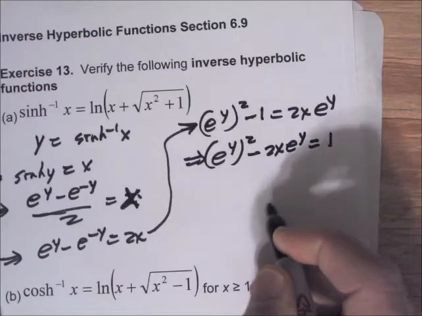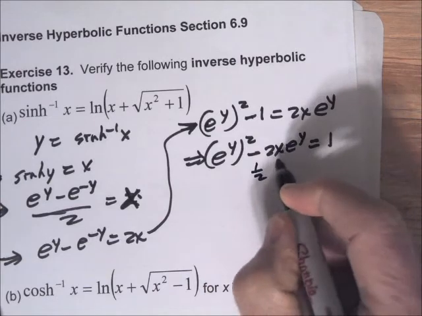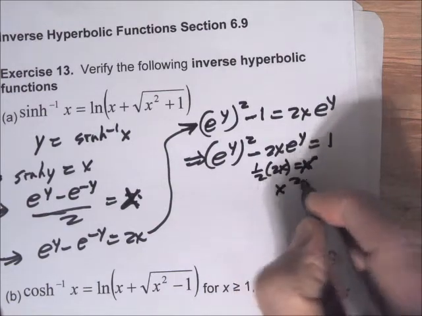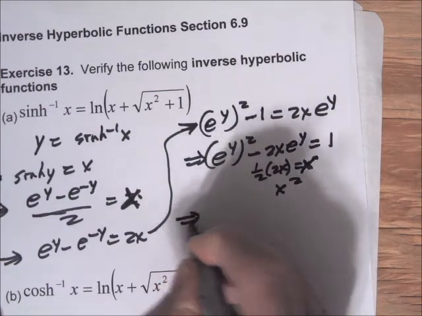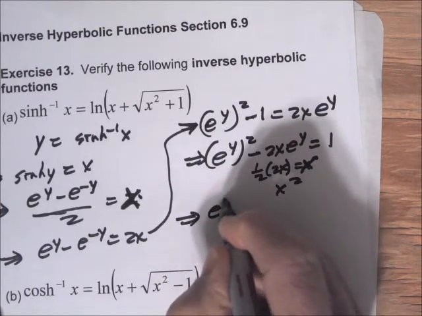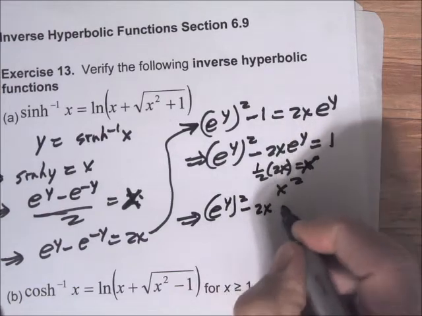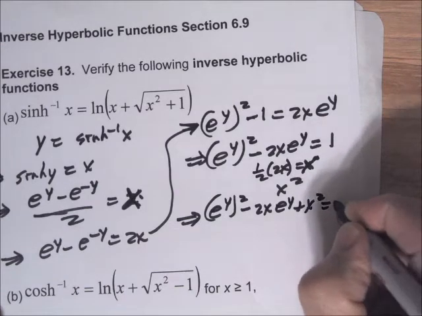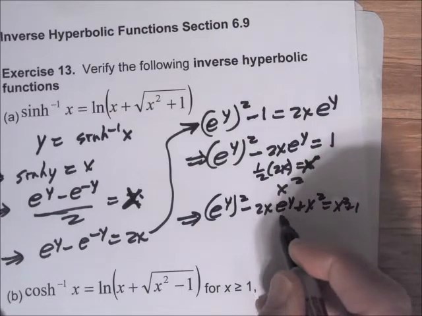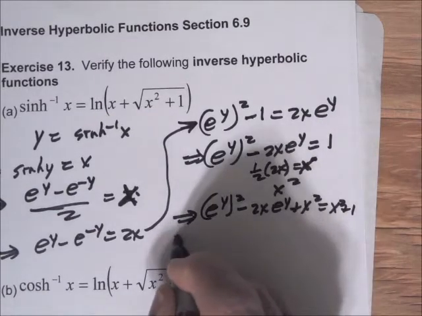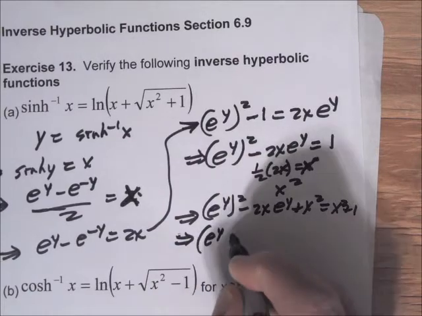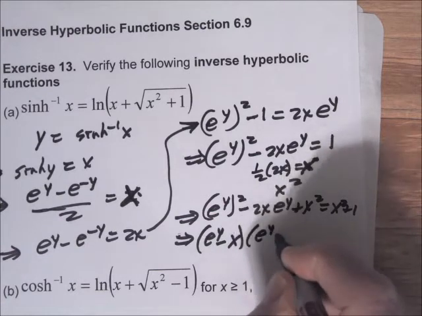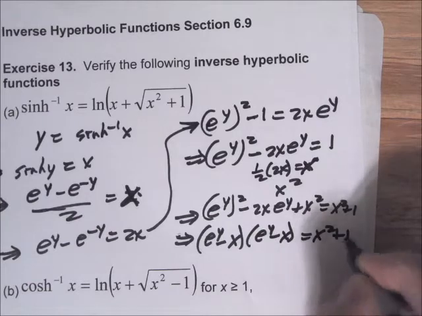And then we can make this into a perfect square. Take half of the coefficient of e to the y, half of 2x is x, and then square it. We get x squared. And add that to both sides of the equal sign. So it's going to be e to the y squared minus 2x e to the y plus x squared equals x squared plus 1. Okay, and then this is a perfect square. We can factor this into e to the y minus x times e to the y minus x equals x squared plus 1.